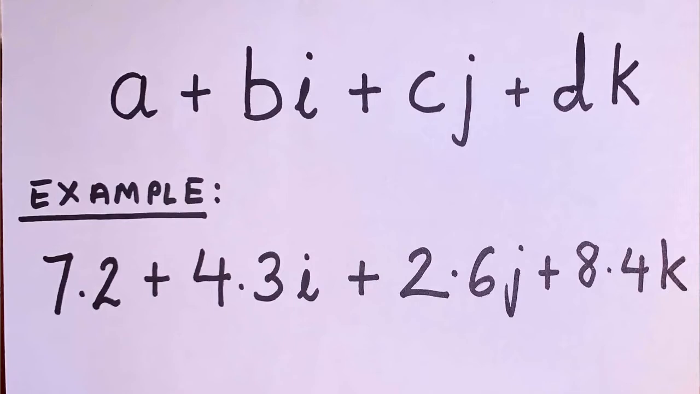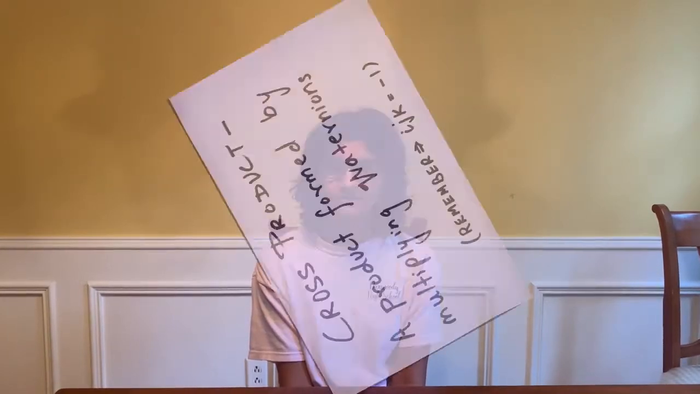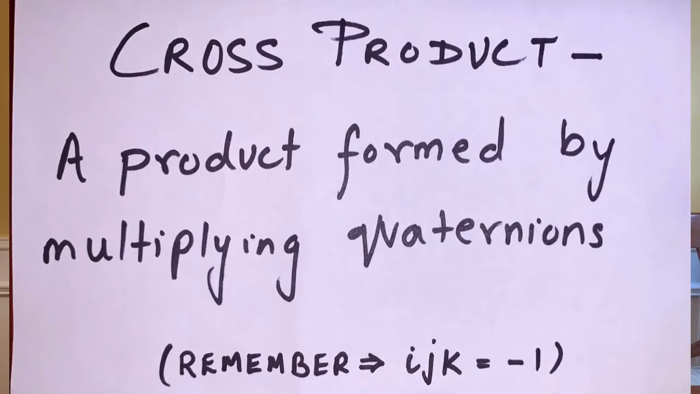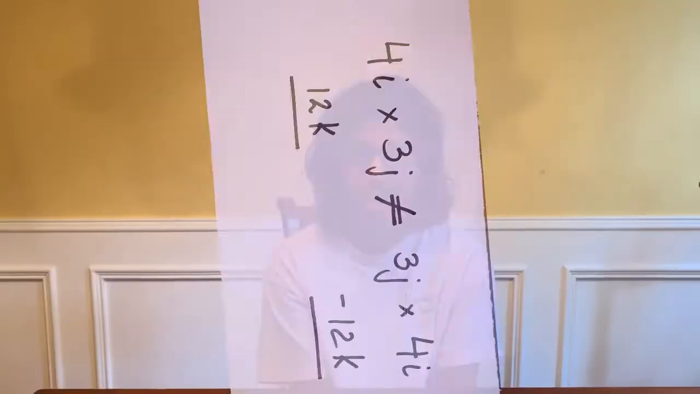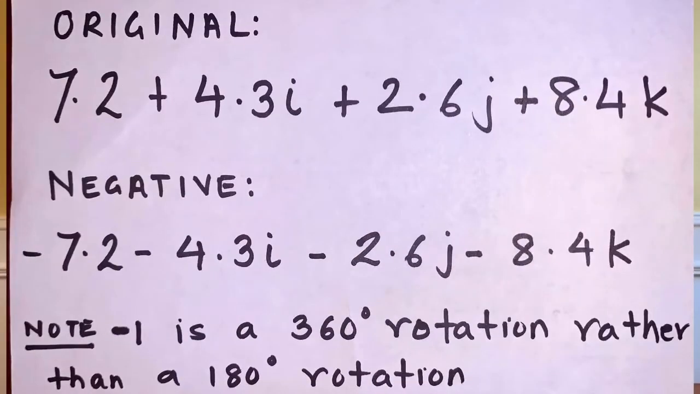Here's why. Quaternions are written in this form, with the letters representing real numbers and the imaginary numbers still being i, j, and k. We can multiply quaternions to get what's called a cross product, as long as we remember that ijk equals -1. But unlike algebraic multiplication, multiplying quaternions is not commutative. Here, -1 is equal to a 360-degree rotation rather than a 180-degree rotation like it is otherwise. Therefore, if I make a quaternion completely negative, the value is the opposite, but the rotation is the same.